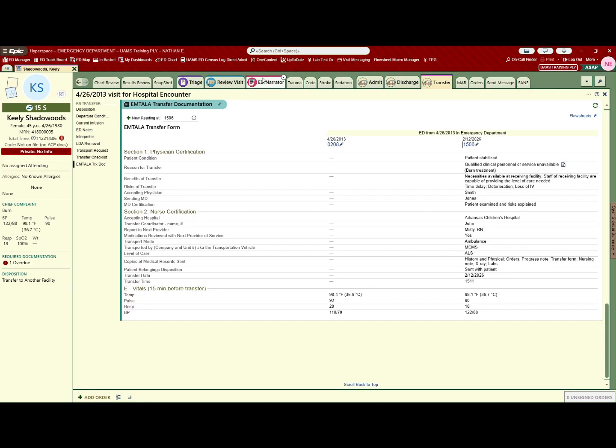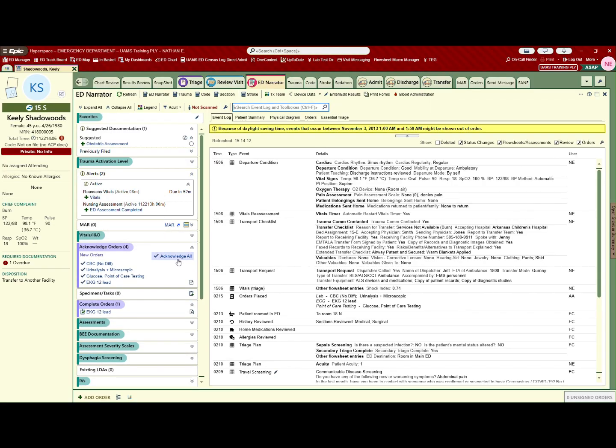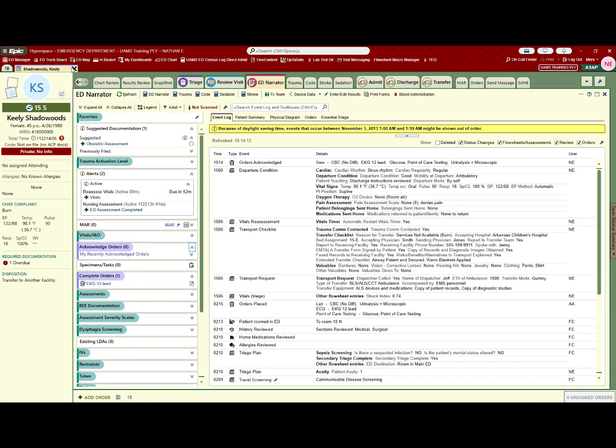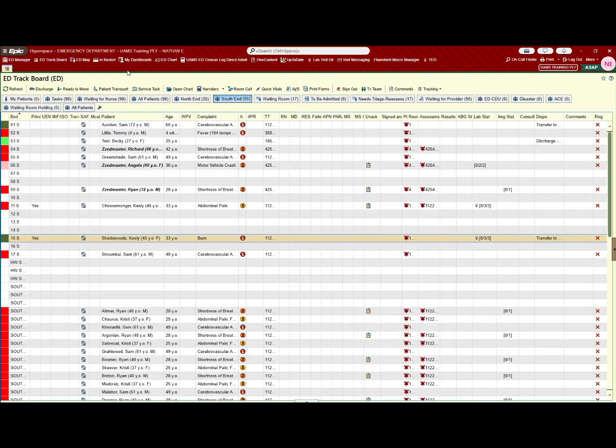And when you're going back and looking at the chart, it takes 2 seconds to just put a little comment, like reason transferred: burn center. Oh, it makes a huge difference.